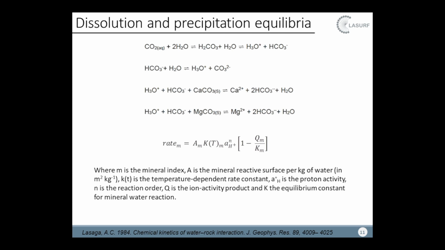So what you do, we assume they do not achieve the equilibrium, so you use the kinetic rates from Lagasa just to get the calculations. And what you have to pay attention to in this equation is this point here: the area of the minerals and the activity of the H+ ion. We will talk about that a little bit later.